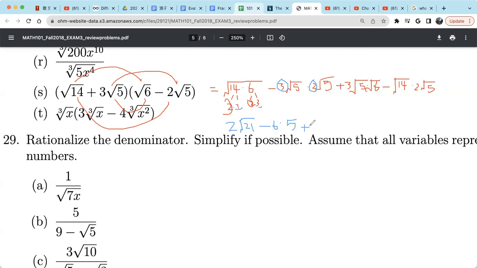Then plus 3 radical 5 radical 6, doesn't have a hidden square. So we just do 5 times 6, which is 30. So 3 radical 30. And the last one, we have square root 14 times 2 square root of 5. So this is a minus term. Minus 2 times, well, 5 is a prime number. And 14 is 2 times 7, so there's no hidden square. So we just do 14 times 5, which is 70.